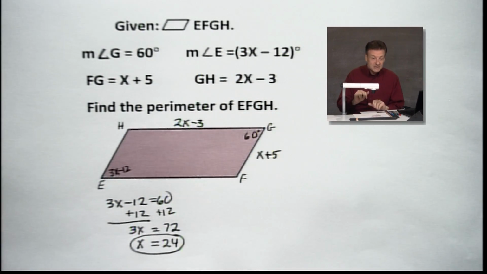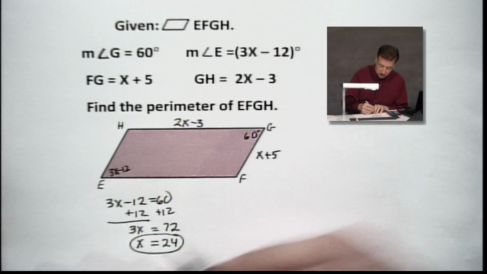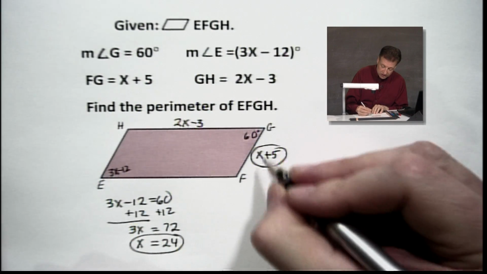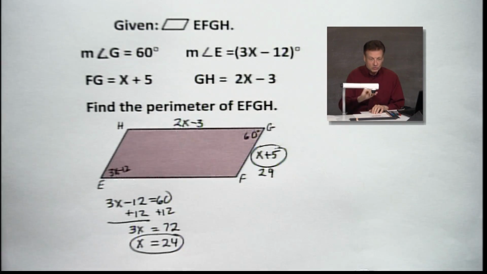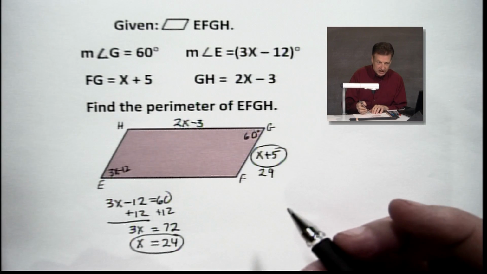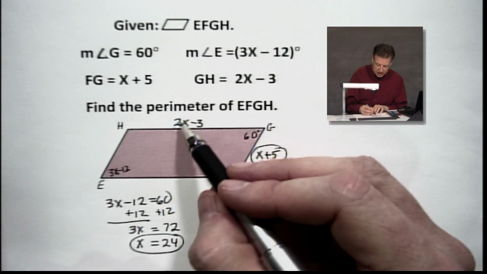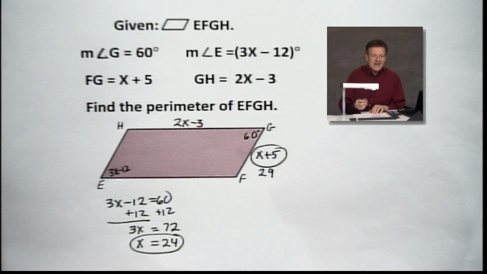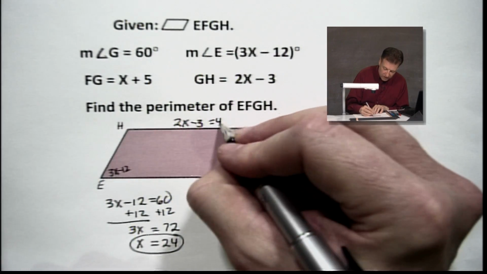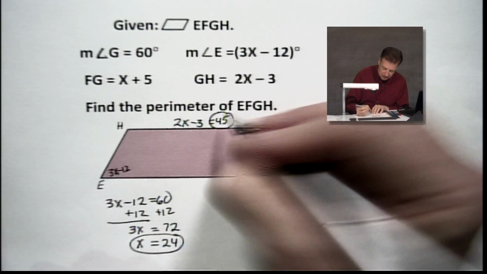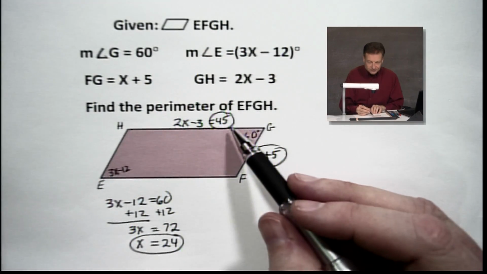Now the question is finding perimeter. So let's put in 24. That's going to give us 29. That's 24 plus 5 gives us 29. Punch it in up here: 2 times 24 is 48. 48 minus 3, we're going to get 45. Wow. All right, so here's where we go.